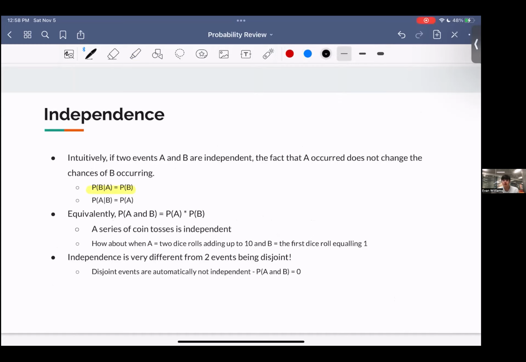So for example, you can consider a series of coin tosses that are independent, right? You could also consider when A is two dice rolls adding up to 10 and B is the first dice roll equaling 1. Are those two events independent?